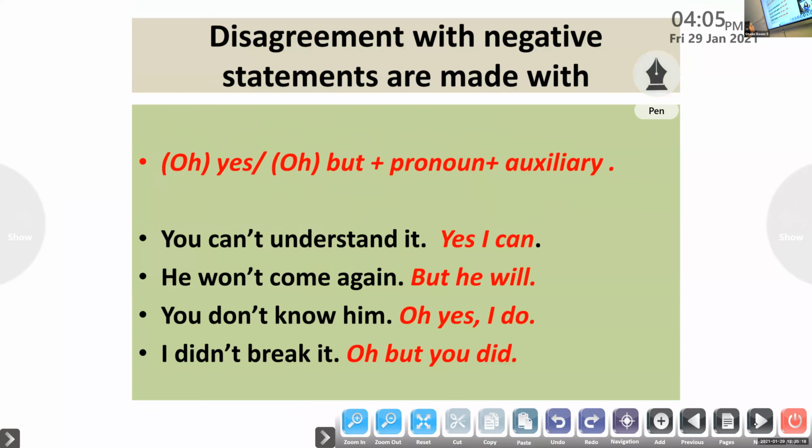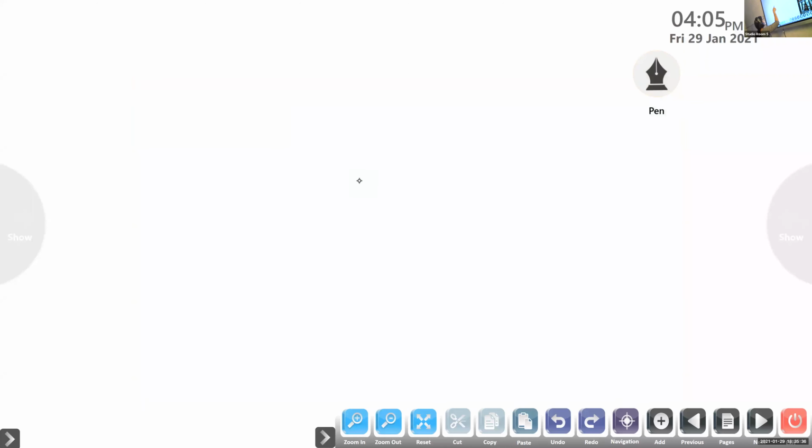And the last one under the session is disagreement with a negative statement. You're going to disagree with a negative statement, and these are made with oh yes, oh but plus pronoun.